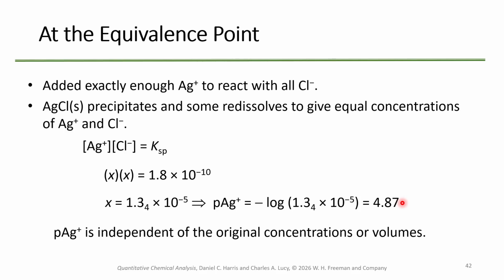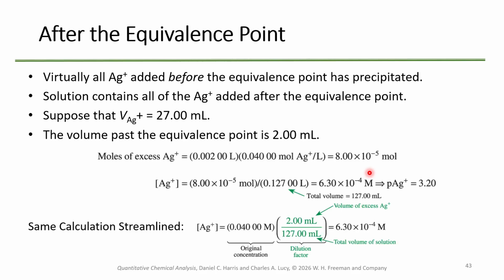Okay. So again, mathematically, the equivalence point is actually kind of the easiest. Conceptually, it's the one that tends to get people. Okay? Because remember, it's just dependent on your equilibrium, right?